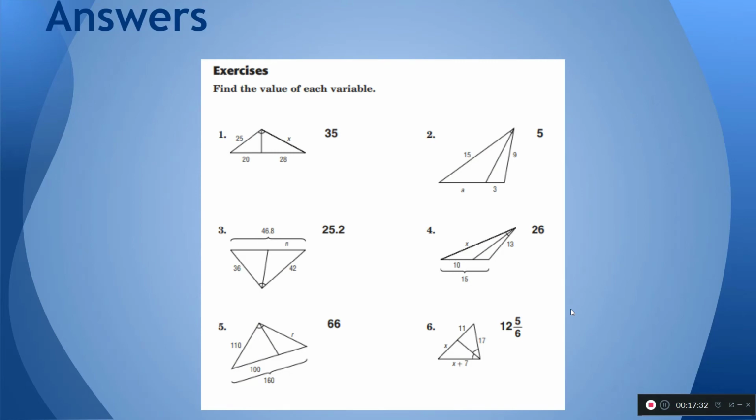Okay, here we go with the correct answers for each one. If you got something different, work through it again. If you can't find the right answer, again, just contact me. We'll work through it together.